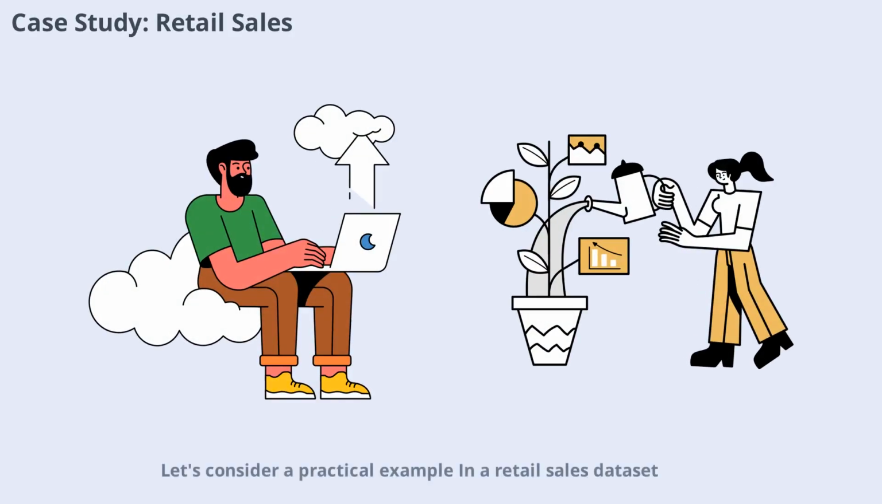Let's consider a practical example. In a retail sales dataset, you might find unusually high sales during holiday seasons. These are not errors but important events. Removing them would distort your analysis. Instead, you might flag these as special cases or use robust statistical methods to account for their impact. This example highlights the importance of context in handling outliers.